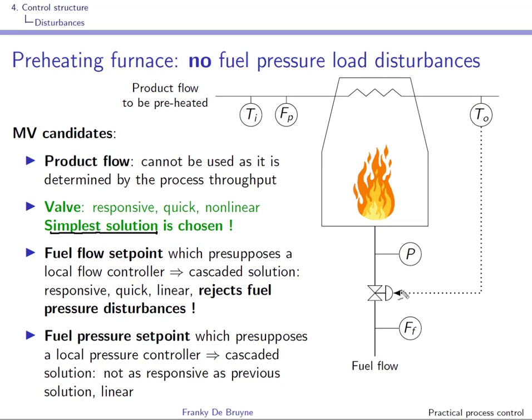You only have one controller to tune. You do not need a sensor to measure the fuel flow, right? And you do not need to implement this interlock management, right? So the solution is a lot simpler. But if there is once in a while a load disturbance, then you'll react much more slowly.